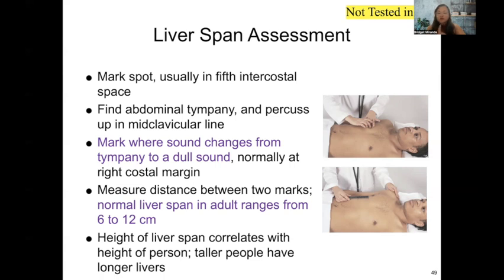Remember that the normal liver span is about 6 to 12 centimeters. And you might say, wow, that's a big range. And it definitely is. It could actually double. But you're going to look at it in relationship to your patient. So if you have a very petite patient, should their liver be 12 centimeters? But if you have a very large and tall patient, maybe 12 centimeters is acceptable for that patient.